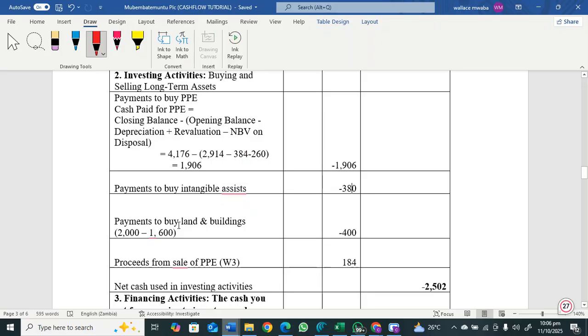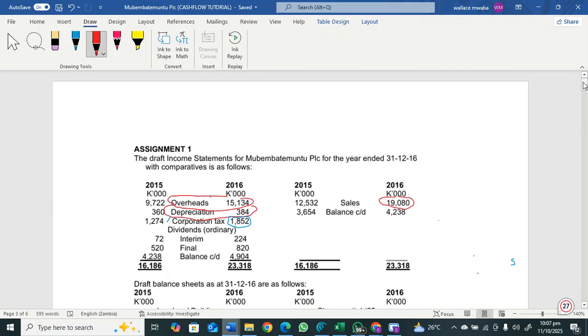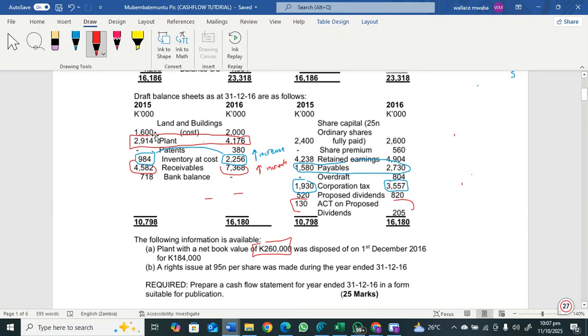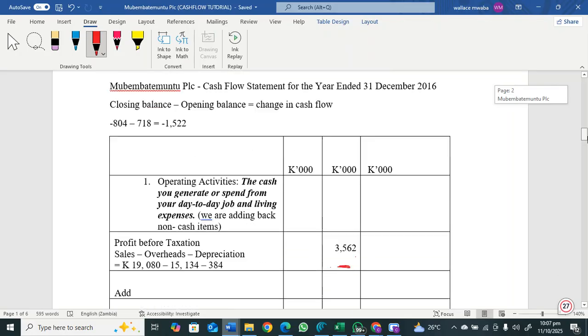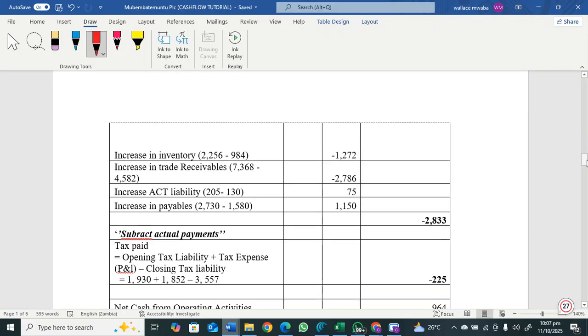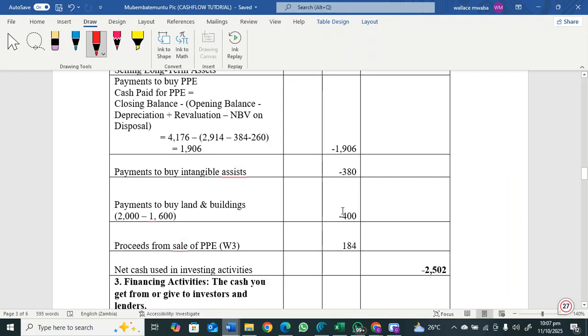Then for land and buildings, as you can see, 2015, 1,600, 2016, 2,000. So obviously land or a building has been bought. Actually, these are in millions. So 2 million minus 1,600,000 is 400. Representing it with a negative because we bought.